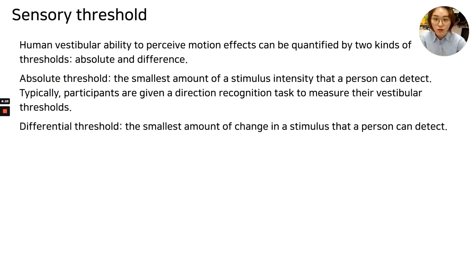Human ability to perceive motion effects can be quantified as 2 kinds of thresholds: absolute and differential. Absolute threshold means the smallest amount of stimulation needed for a person to detect. And differential threshold means the smallest amount of difference between 2 stimuli that can be detected.